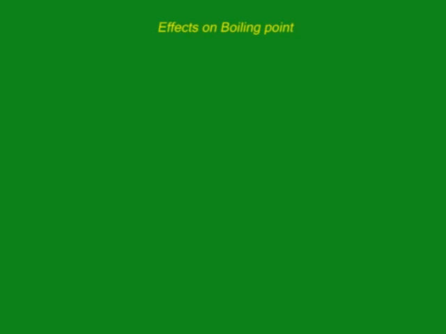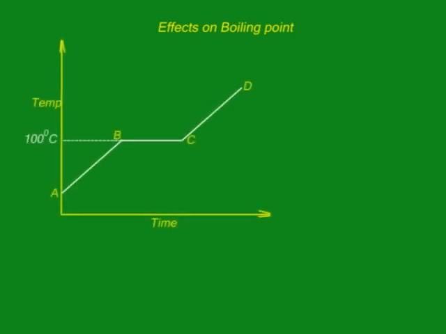How about the effects of impurities on the boiling points? When pure water is heated and temperature recorded at time intervals, such a graph is obtained as on your screen. Phase BC is the boiling point. Water boils at 100 degrees Celsius and the boiling point is sharp.